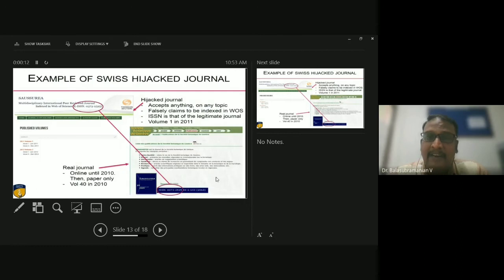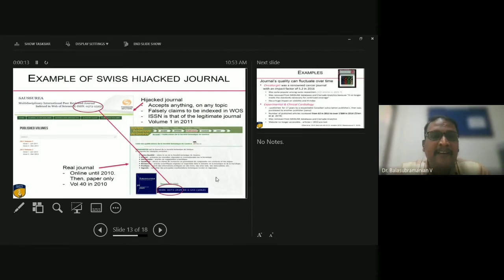And I will give another example. On the left side, it's a duplicate one. This is a cloned journal. The ISSN number is mentioned here. On the right side, it is the original, which is a hijacked journal. So the standard you can see here is a limited volume. If you go to the original journal website, it will have the complete volume.